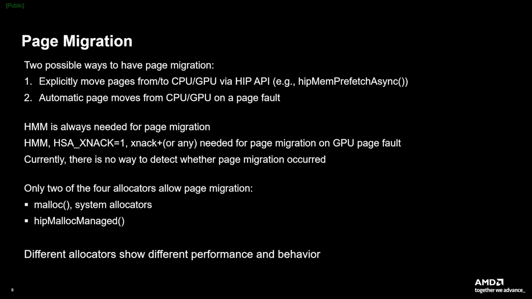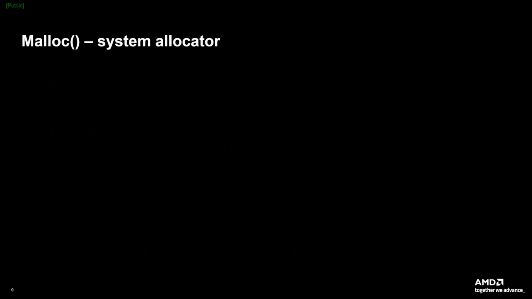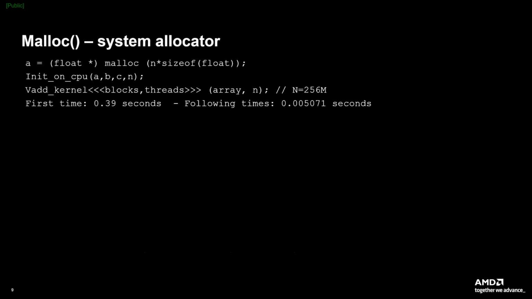As we've talked about in previous presentations, there are different kinds of allocators you can use for allocating memory on the host and on the device. And only 2 of these allow the page migration. That's the system allocators, such as malloc or hipMallocManaged. That could change, so you have to check what the current status is with the software.